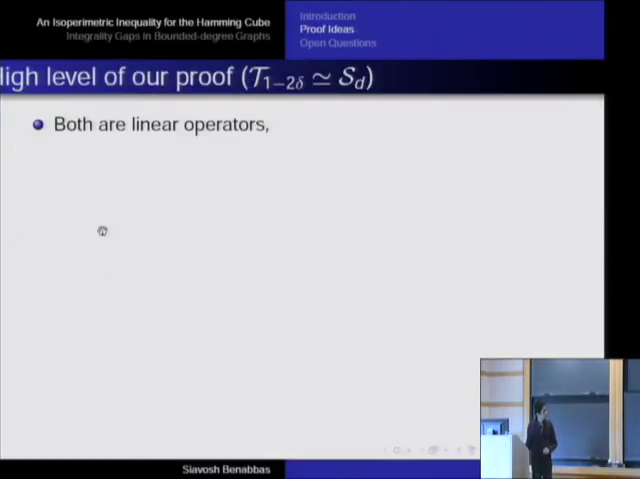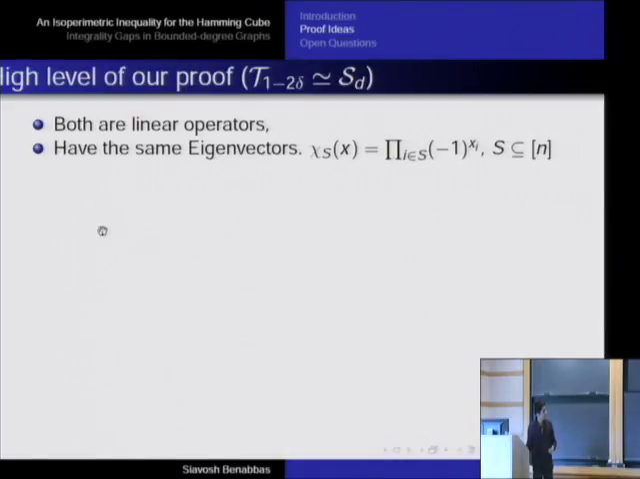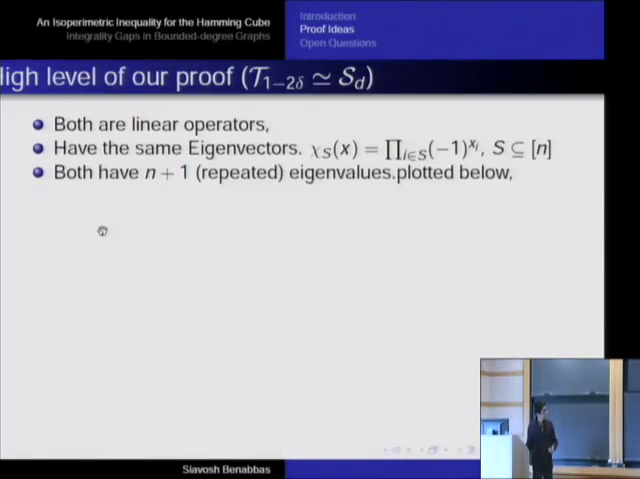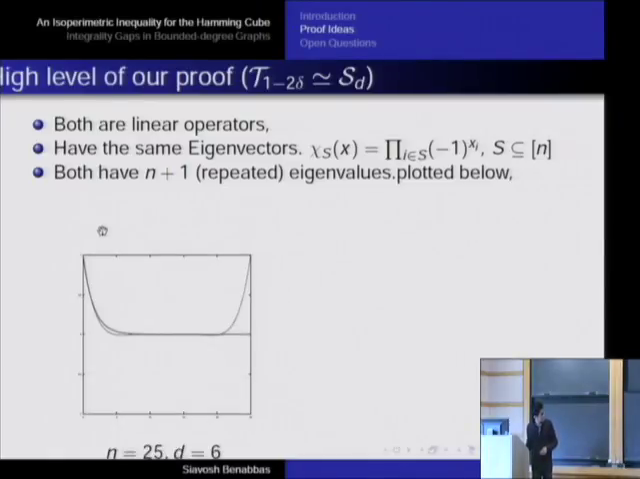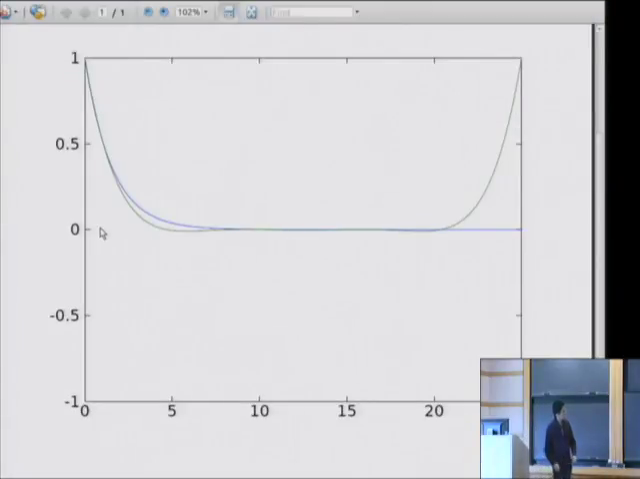So both these operators are linear operators, and as it turns out, the eigenvectors are the same. Both their eigenvectors are the Fourier characters, the parity functions. And so both of them have n+1 repeated eigenvalues, and I have plotted them here. I don't know if you can see them. Okay, so here are the plots.